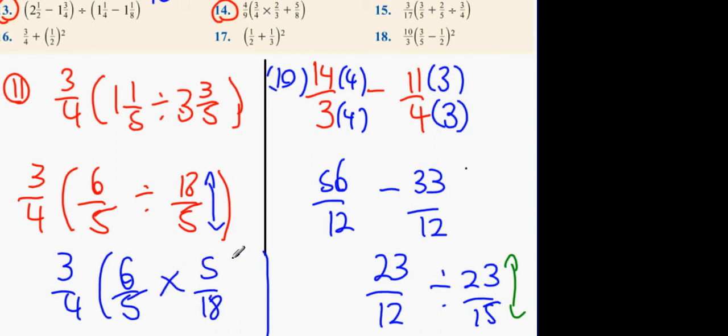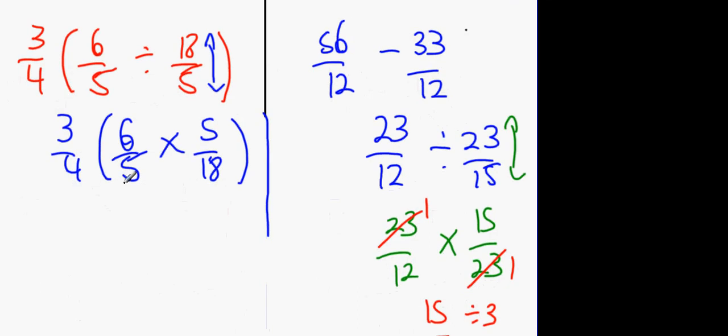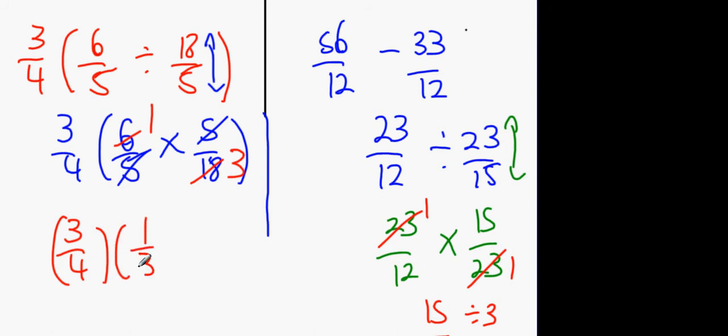Now you can cross out the 5 and 5. What about the 6 and the 8 then? 8 over 1 is 8; 4 goes into 8 twice. Okay, so now we have 3/4 multiplied by 1/3. What crosses off now? The 3. And the answer is 1 over 4.